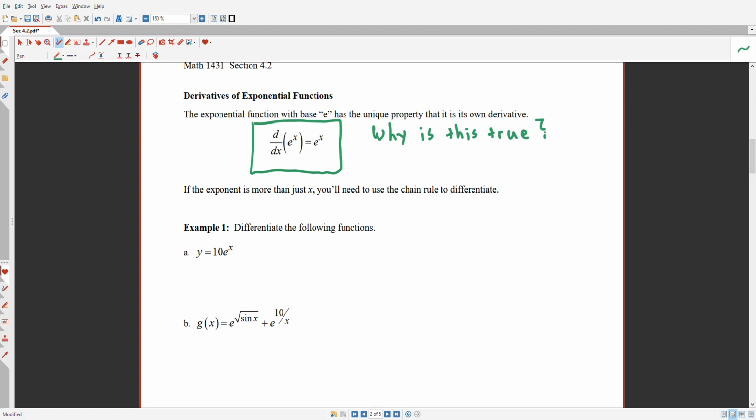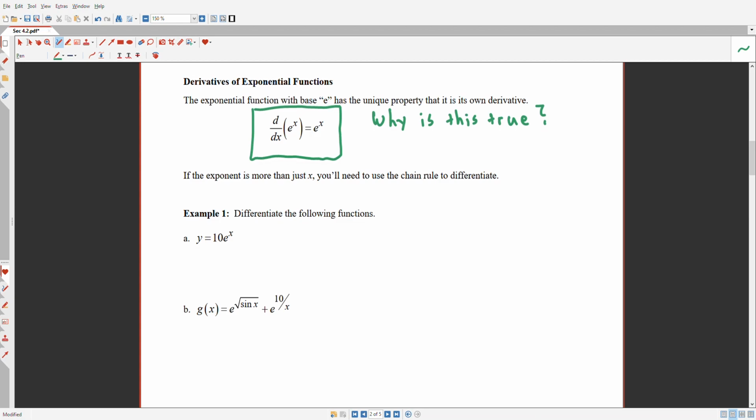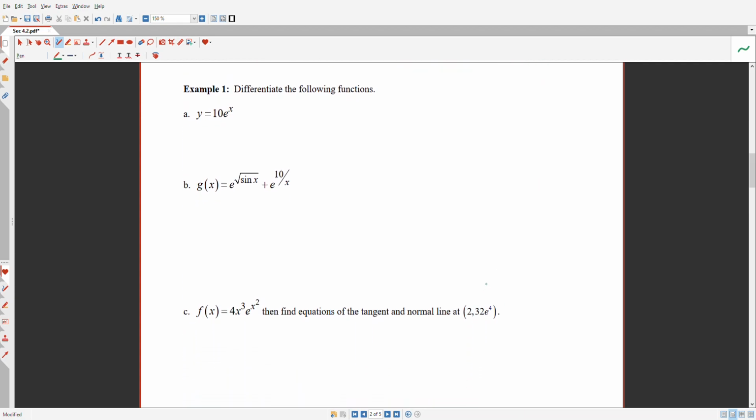Okay, so let's practice using this new derivative rule, because it's so straightforward to do. Example 1: if we're given a function like y equals 10 times e to the x, then dy dx, I can leave the 10 out front, and I'm just going to take the derivative of e to the x, which is ridiculously easy. It's e to the x all over again.